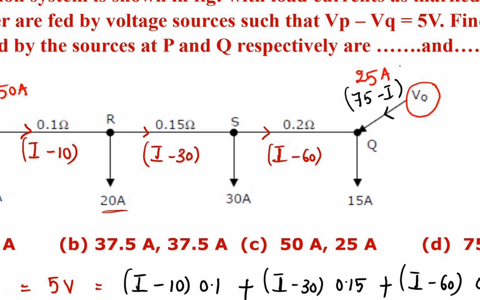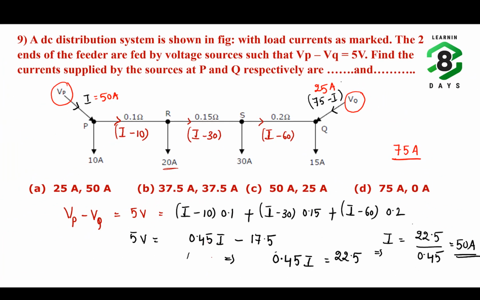So what is the right option? The source at P is supplying 50 ampere. The source at Q is supplying 25 ampere. So option C is the right option.